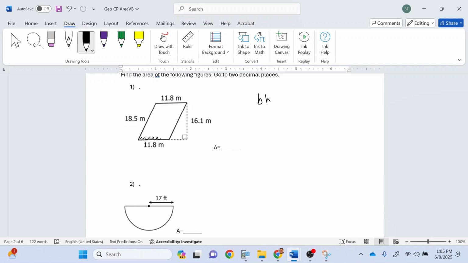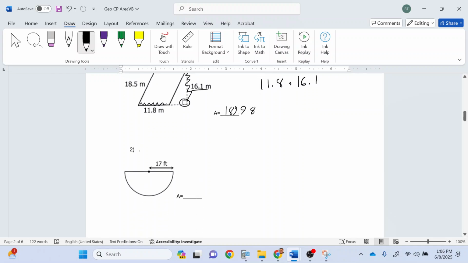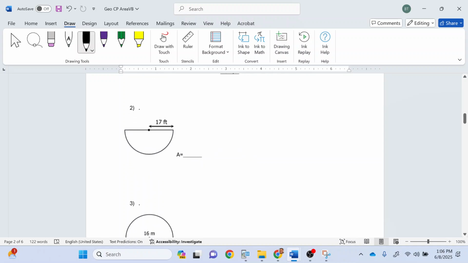So if this is my base, because it's touching, air quotes, the right angle, and this one will be my height, 16.1, because that's based off the right angle. When you take your own height, you stand up straight, you don't stand up slanted. So 11.8 times 16.1 is 189.98. Would I allow you to round up to 190? I wouldn't mind.